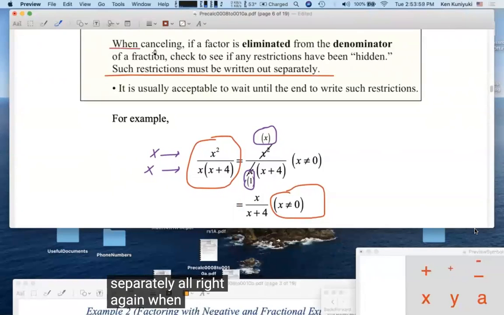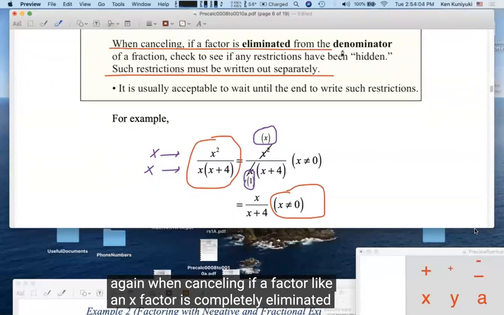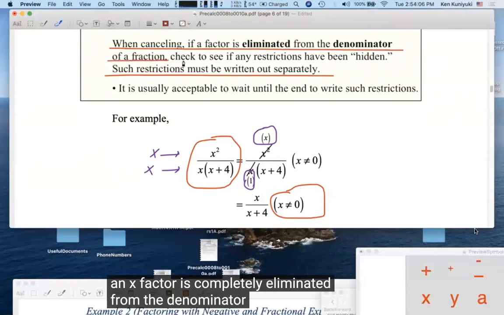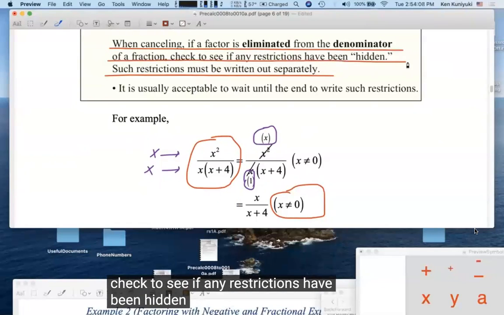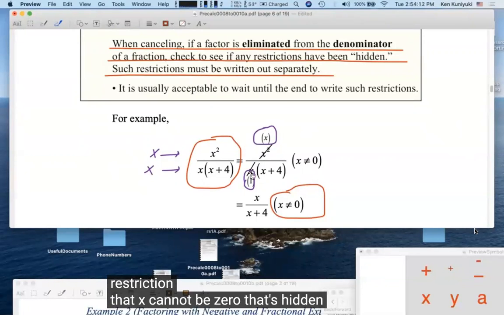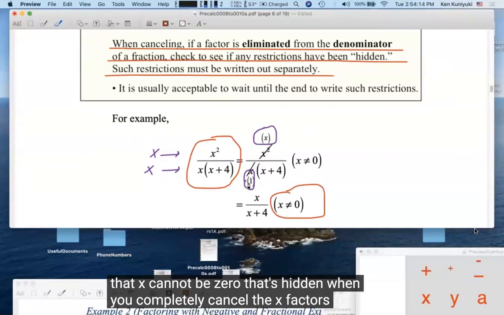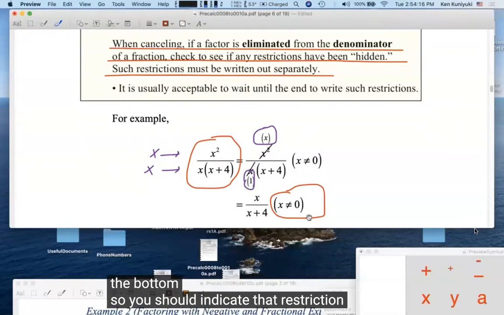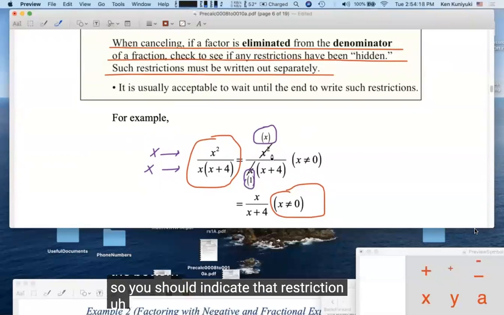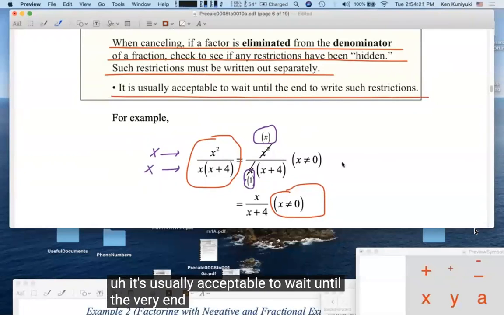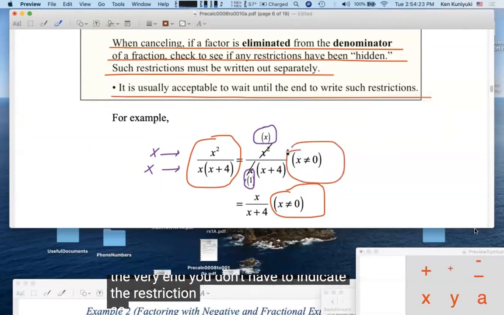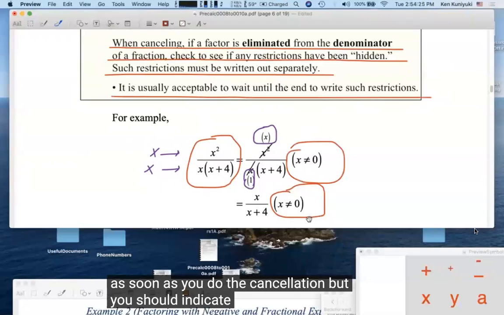Again, when canceling, if a factor, like an x factor, is completely eliminated from the denominator, check to see if any restrictions have been hidden. In this case here, the restriction that x cannot be 0, that's hidden when you completely cancel the x factors in the bottom. So you should indicate that restriction. It's usually acceptable to wait until the very end. You don't have to indicate the restriction as soon as you do the cancellation, but you should indicate it by the end.